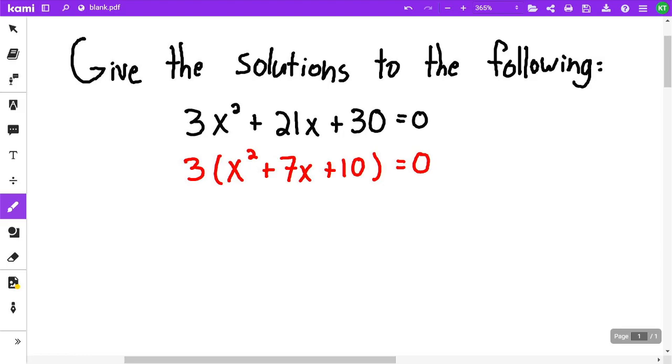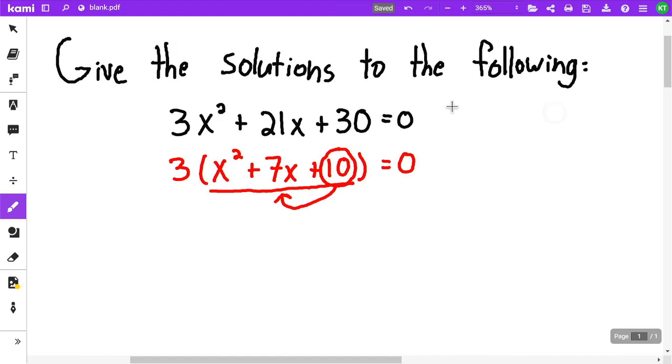So now we have a much more manageable quadratic here, because if we look at what's inside our parentheses, x squared plus 7x plus 10, we can factor that very easily because there is no number in front of our x squared, which means our a is going to be equal to 1. So we're going to be factoring this part here. And so we're going to be looking for factors of 10 that add up to 7.